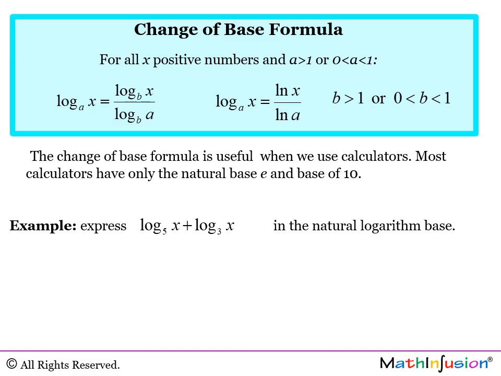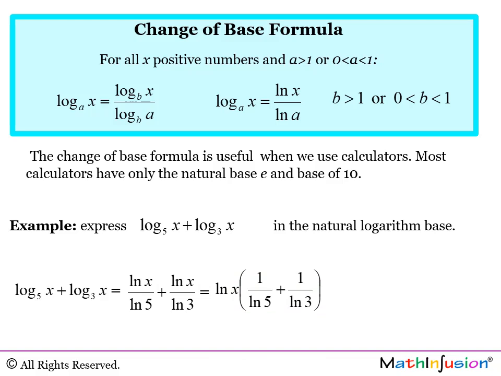Let's express log base 5 of x plus log base 3 of x in the natural logarithm base. So we have to do two changes here. From the first one we get ln of x over ln of 5, and from the second we get ln of x over ln of 3. It means that what we get here is ln of x times 1 over ln of 5 plus 1 over ln of 3. The reason to write it like this, it looks to you probably a little silly, but it's not, because ln of x is a function, because x is a variable, but ln of 5 and ln of 3 are just numbers.